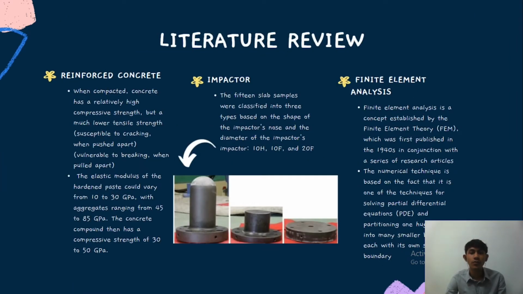Next, we go to literature review. For the first one is reinforced concrete. When compact, concrete has a relatively high compressive strength but a much lower tensile strength. It is susceptible to cracking when pushed apart and also vulnerable to breaking when pulled apart.